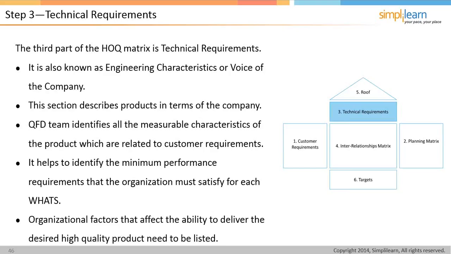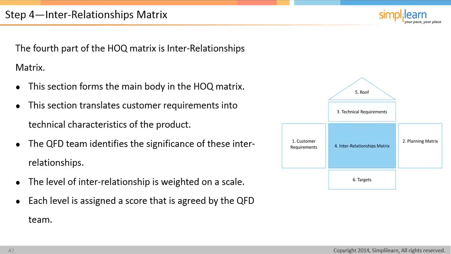The third part of the House of Quality would be the technical requirements room, also known as engineering characteristics or voice of the company. This section describes products in terms of the company. So the House of Quality, or the QFD, Quality Function Deployment team, identifies all the measurable characteristics of the product which are related to customer requirements. Helps identify the minimum performance requirements the organization must satisfy for each of those customer requirements. Organizational factors that affect the ability to deliver the desired high-quality product need to be listed.